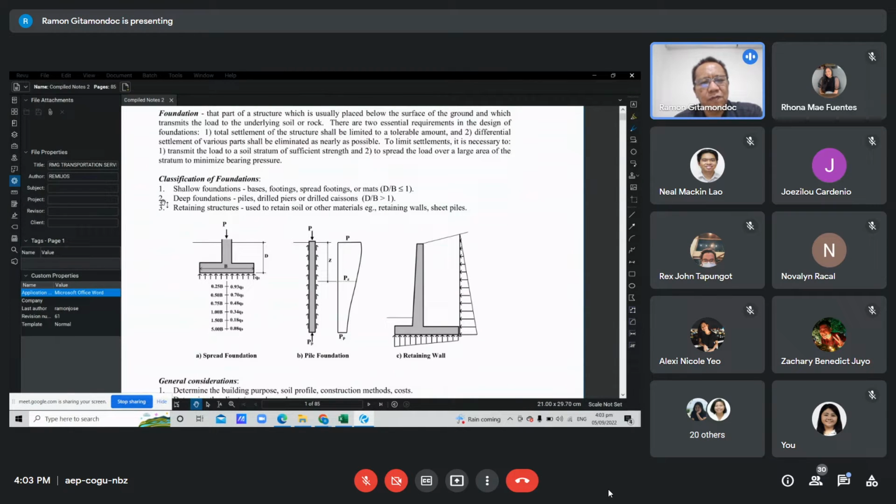So the design of the deep foundation falls in the scope of advanced foundation design, which is usually discussed in the graduate program in civil engineering. Okay, so we will only treat two here. So first you have the shallow foundation, and second you have the retaining structures. We do not deal here with the design of piles.